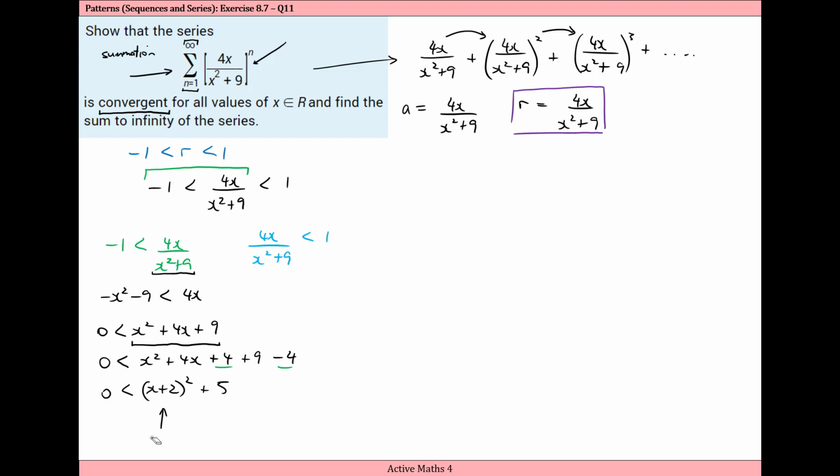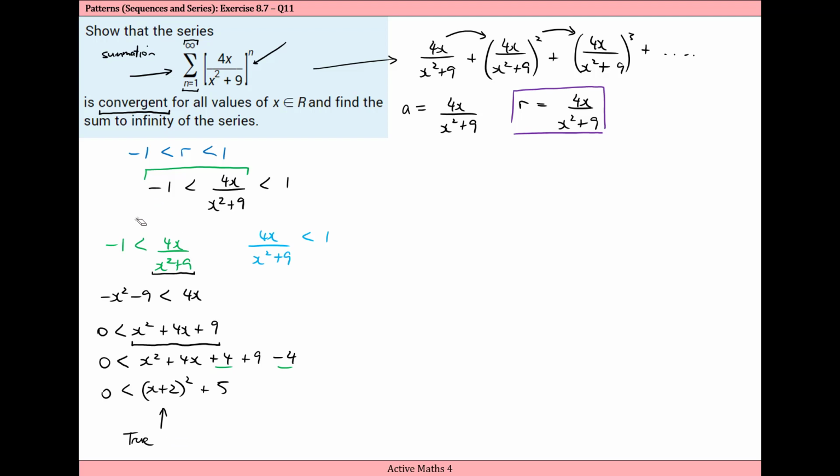So this is definitely positive as it's a term that's being squared. Or it could obviously be 0 because x could be the number minus 2. But it's positive or 0. And 5 is obviously positive. And so if you add a positive number to a positive number or 0, you're going to get a number bigger than 0. So this is definitely true.